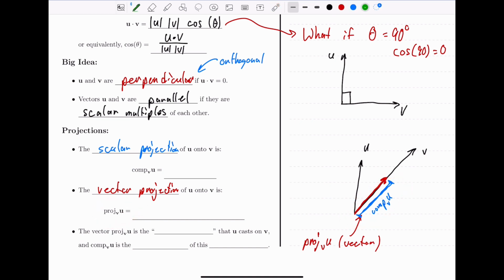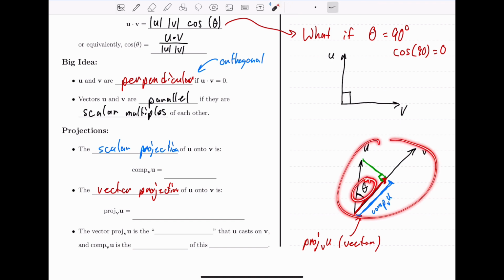Let's visualize this as a right triangle here. So I'll go ahead and draw in this opposite leg. We have a right angle here. The angle between the two vectors we'll just call theta. And we know a relationship between this angle and the vectors using the dot product. This formula here gives us a relationship between the vectors, the dot product, and the angle between the vectors.